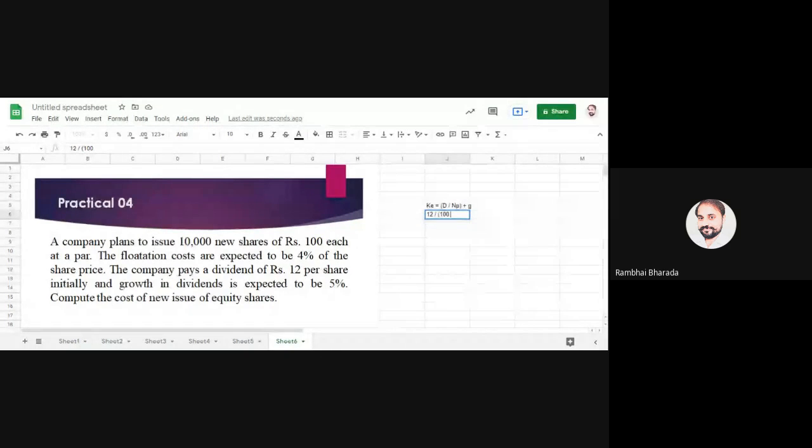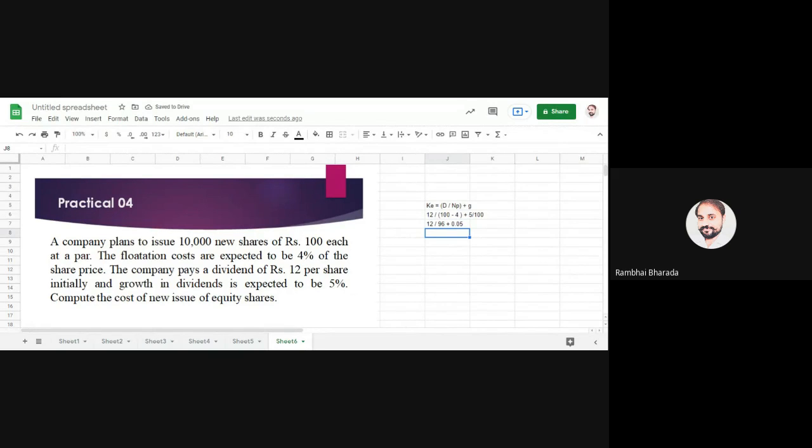Is there any premium or discount? No. Is there any issue expenses? Yes. How many? 4%. So 4% of 100 is 4. Plus G. What percentage growth rate is given to you? 5%. So 5 divided by 100. So 12 divided by 96 plus 5 divided by 100, which is 0.05.